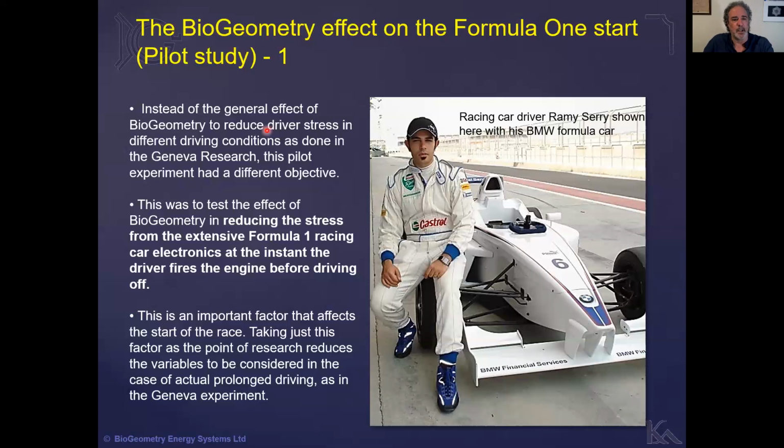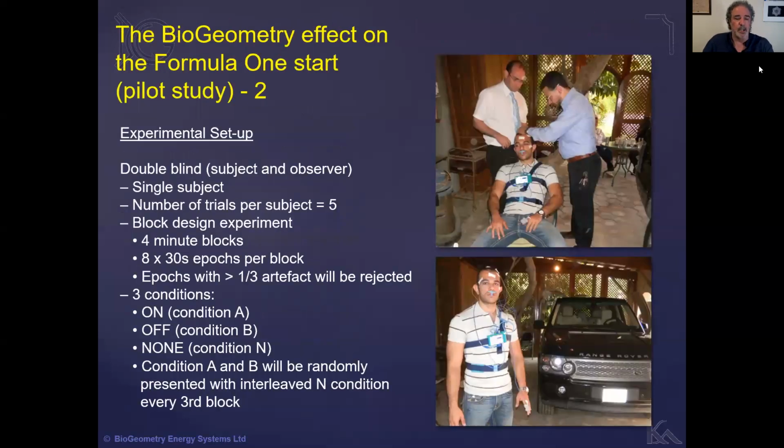So this study here was designed to reduce driver stress in Formula One cars, because the powerful engine, as soon as it starts, there is a surge of EMR, electromagnetic radiation, on the driver, which can affect the driver. So they decided to explore this. And here you see all the details of the experimental setup. The driver who was used was Rami Seri. He's known as a champion Formula One driver in Egypt.